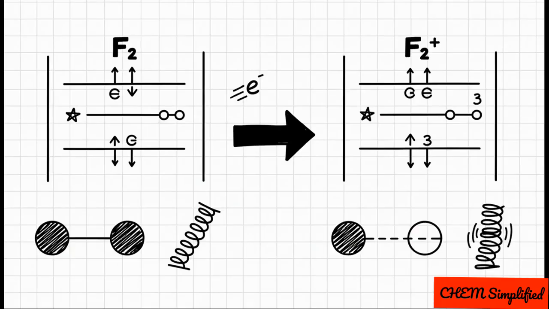In F2, the highest energy electrons are in antibonding orbitals. These are the bad guys, the ones actively trying to push the molecule apart. So, if you kick one of them out, you're actually helping. You're removing a destabilizing force. The bond order actually goes up from 1 to 1.5. This makes the bond stronger and shorter. How cool is that? The F2+ ion is actually more stable than the neutral molecule.